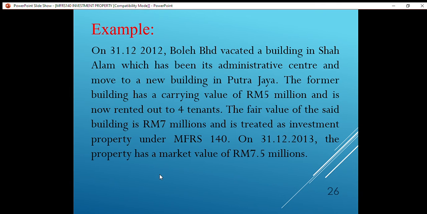Let's have a look at this example. On 31st December 2012, Boleh Berhad vacated a building in Shah Alam which has been its administrative center and moved to a new building in Putrajaya. The former building has a carrying value of RM 5 million and is now rented out to 4 tenants. The fair value of the said building is RM 7 million and is treated as investment property under MFRS 140. On 31st December 2013, the property has a market value of RM 7.5 million.